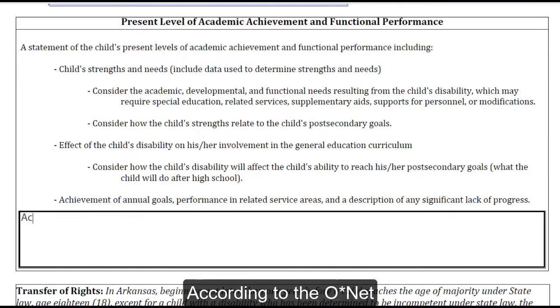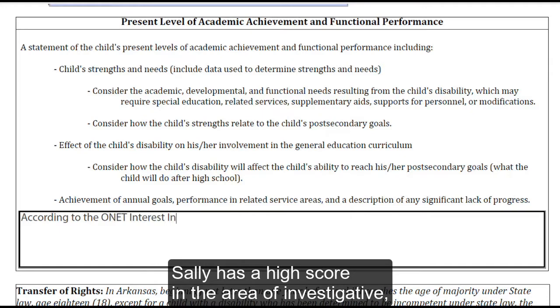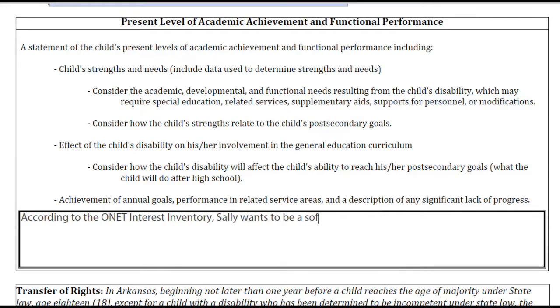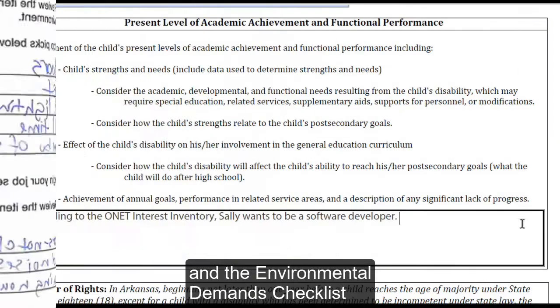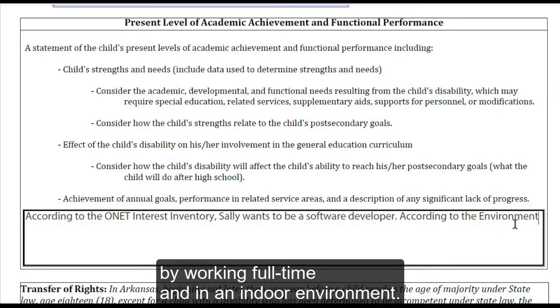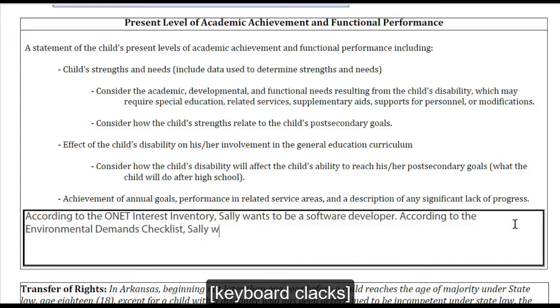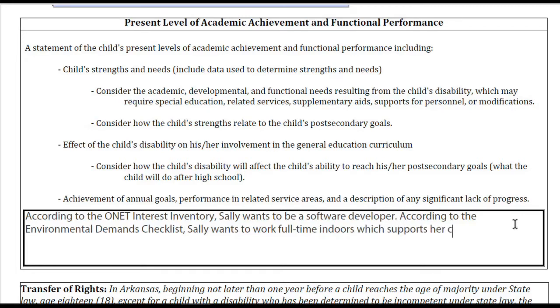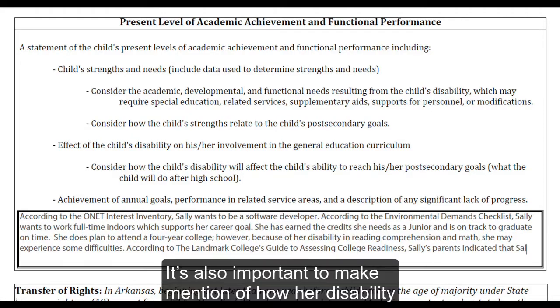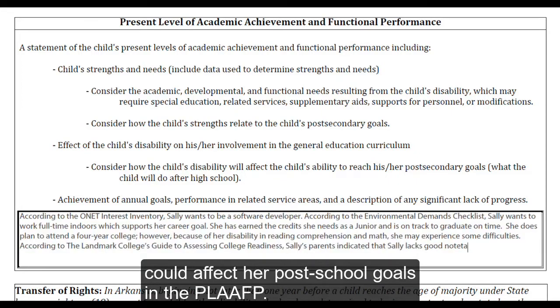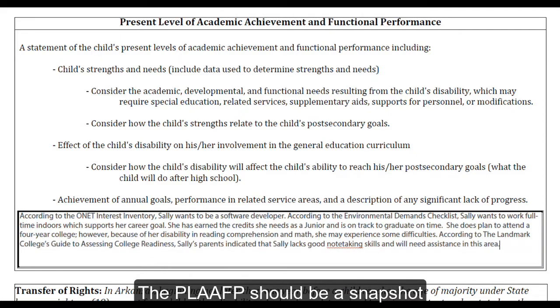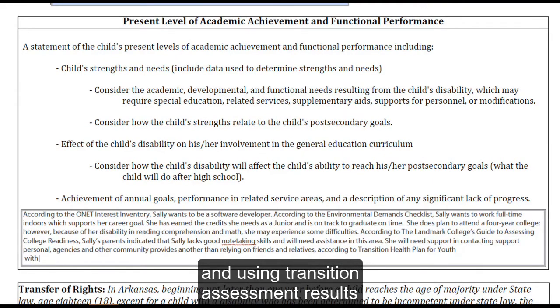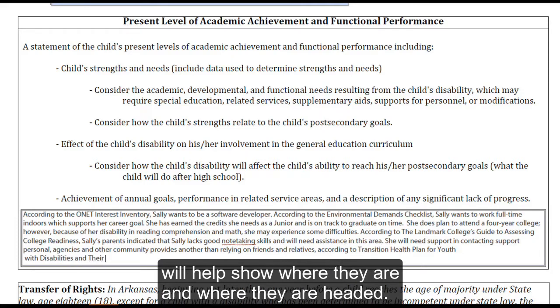Let's look at Sally's assessments. According to the O*NET, Sally has a high score in the area of investigative, which relates to her working as a software developer. From the transition student interview, we know Sally indicates her career choice of working with computers, and the environmental demands checklist also supports this career by working full-time and in an indoor environment. It's also important to make mention of how her disability could affect her post-school goals in the PLAF. The nice thing is, all the assessments provide you with what you need to include. The PLAF should be a snapshot of where the student is in their school career, and using transition assessment results will help show where they are and where they are headed.